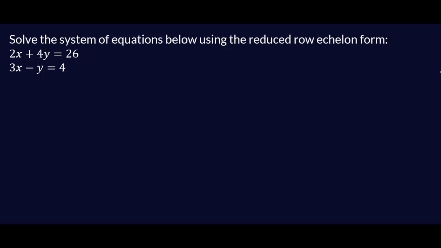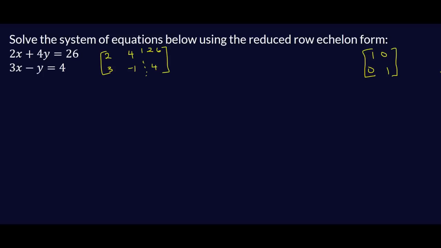I'm always going to do this right here. 1, 1, 0, 0. That's what we're looking for. So let's go ahead and write this in reduced form. So we write this in augmented form. So this is going to be 2, 4, 3, negative 1. And then we are going to have 26 here and then 4 over here.